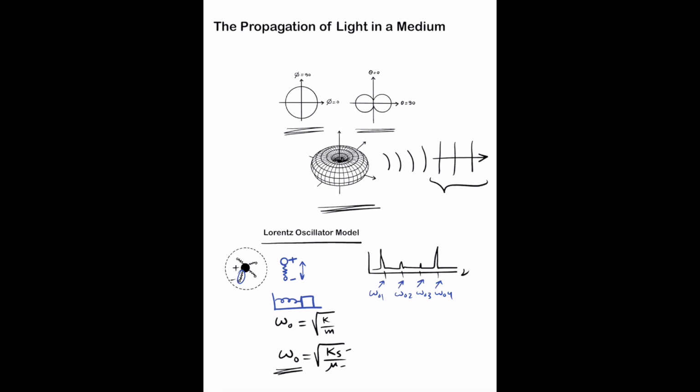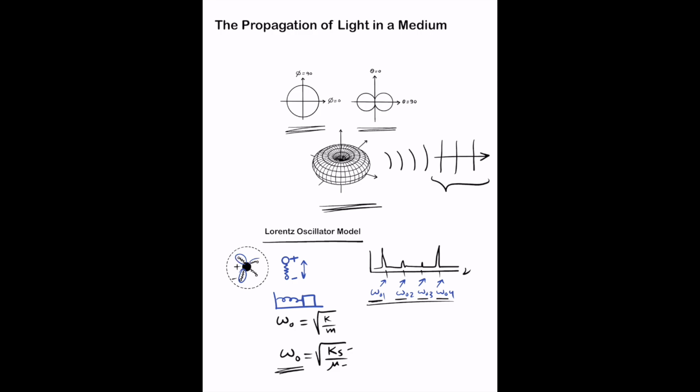An atom has many transition frequencies, as was revealed in the absorption and emission spectra. So there are several natural resonant frequencies in an atom, and so we suppose that there are several dipoles within every atom to account for this, each with its own natural resonant frequency.